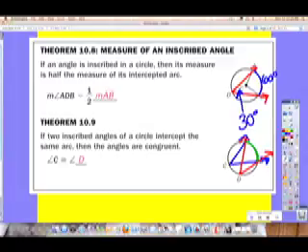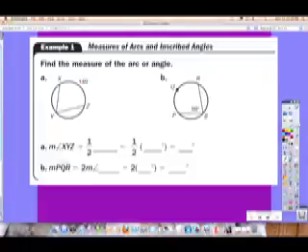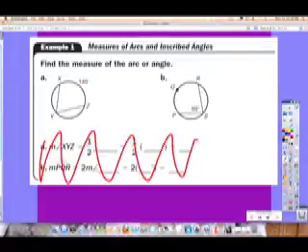Another thing that I noticed happening in this chapter when we go through quizzes or tests is people get it backwards. Like they'll say this is 80, but this arc is 40. Be careful with that. I hope it makes sense that it's got to get bigger.